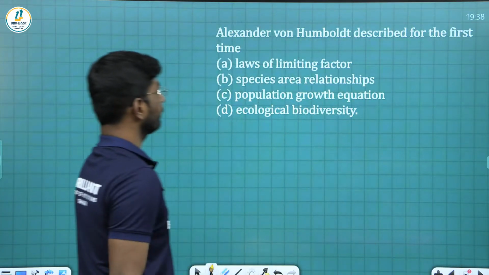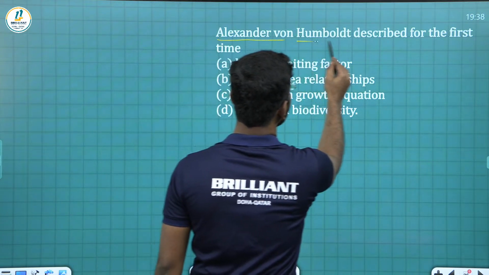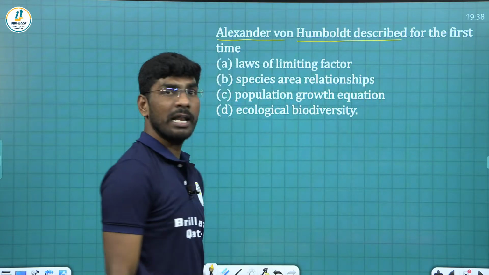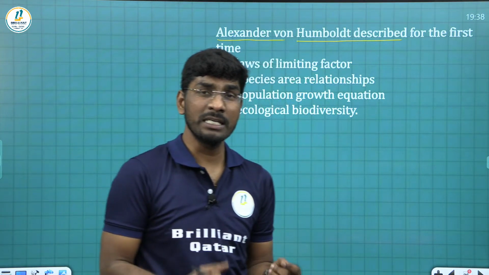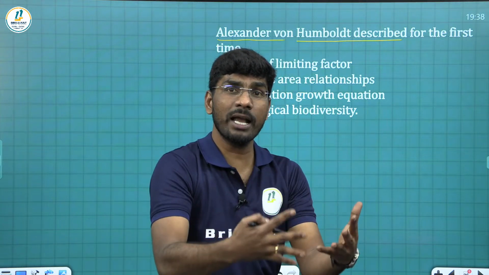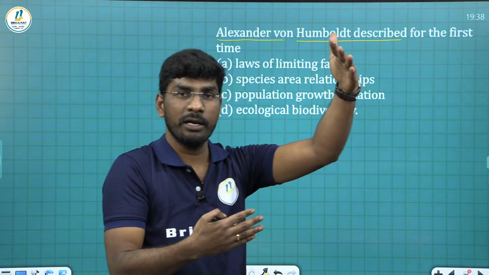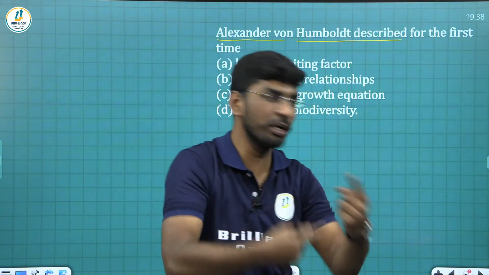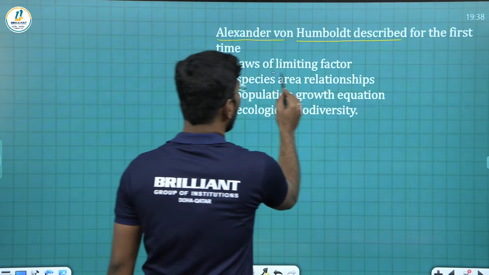What about this? Alexander von Humboldt described, Alexander von Humboldt, naturalist. Come on, tell me, species area relationship. If you increase the area, species richness also increases up to a limit, and after that the same repeated species come. So what will the answer be? Very easy, beta.